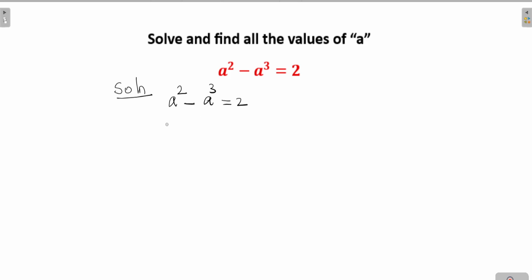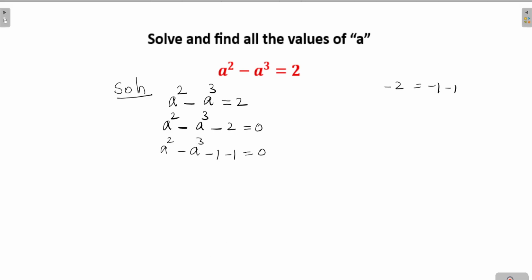Rearrange the equation so a square minus a cube minus 2 equal to 0. Now the first two terms, a square and a cube, stay as they are. The last constant term, minus 2, we are going to rewrite as minus 1 and minus 1. So this becomes a square minus a cube minus 1 equal to 0.